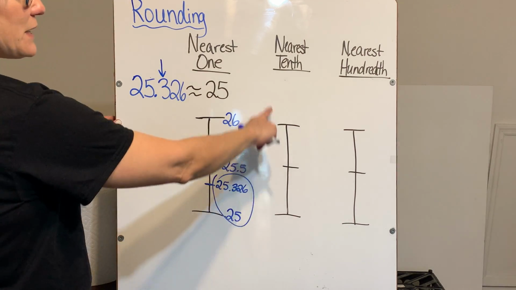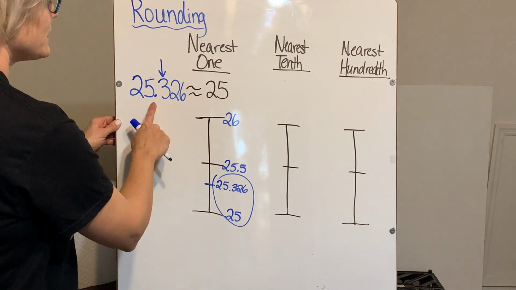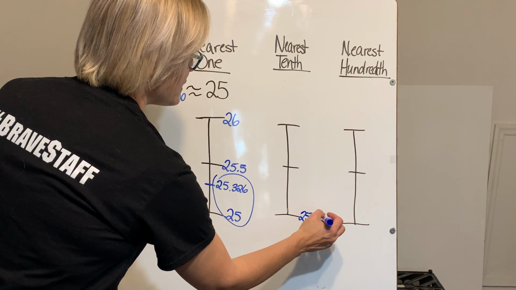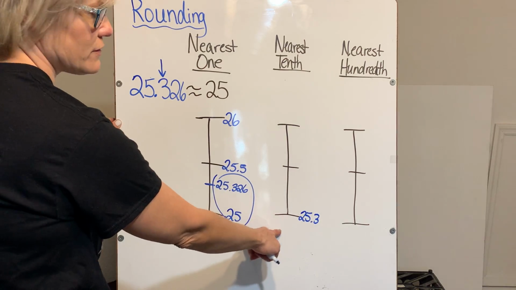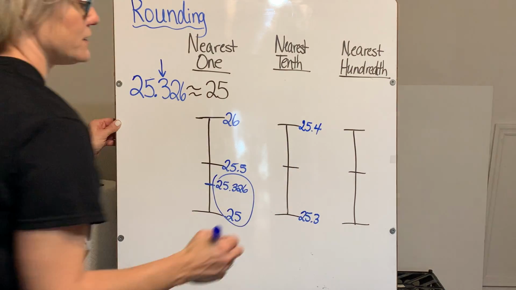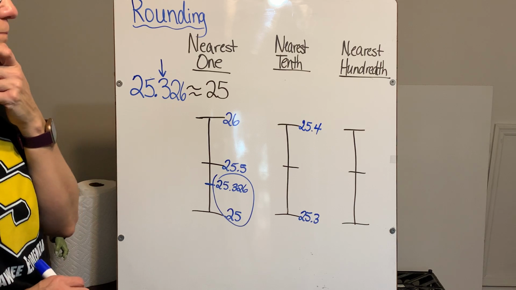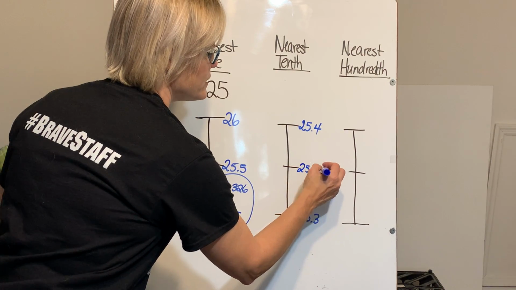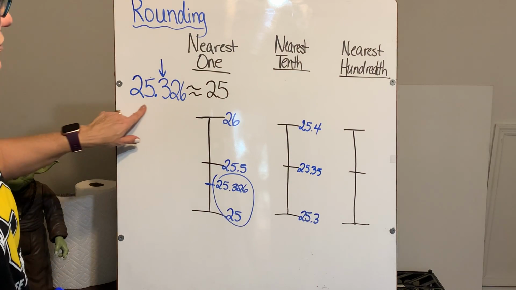So when we make our scale this time, and you can use one of your templates, we're going to put 25 and 3/10 down here because we're rounding to the nearest tenth. And up here, we're going to put 25 and 4/10. So what's going to go in the middle this time? Oh, I know. 25 and 35 hundredths. Now I have to determine where this will go on the line.